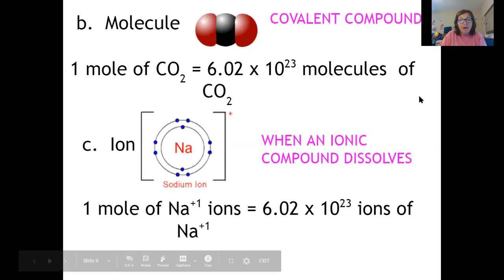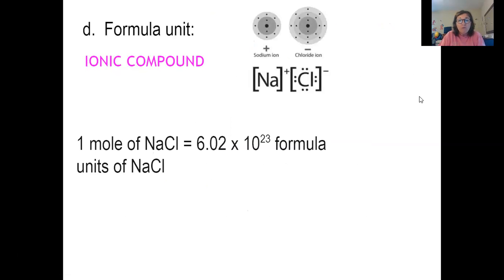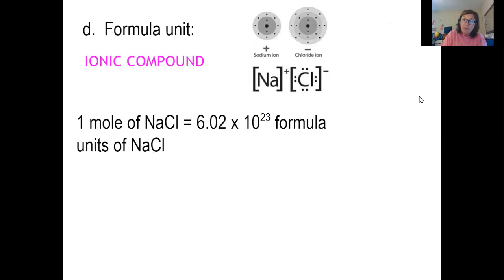What about ionic compounds? It's a formula unit. So 1 mole of sodium chloride is 6.02 times 10 to the 23rd formula units. And I know it's a formula unit because sodium chloride is an ionic compound. So you have to recognize: is it a covalent compound? Is it an ionic compound? Or is it just an atom or element? So you go way back to chapters 7, 8, and 9, and remember this, okay?